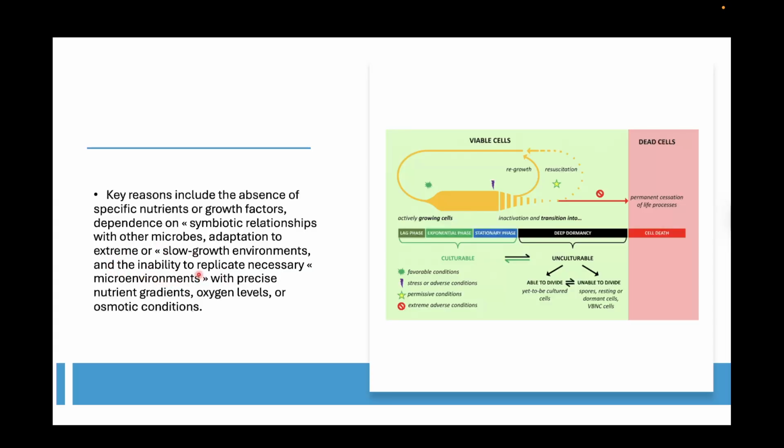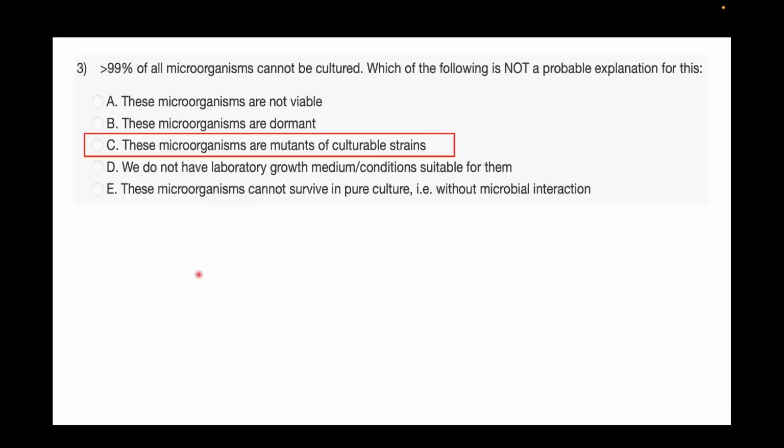Right? So number 1, microbes can have specific growth or nutrient factor requirements. That is why they cannot be grown, which corresponds to option D. Right?